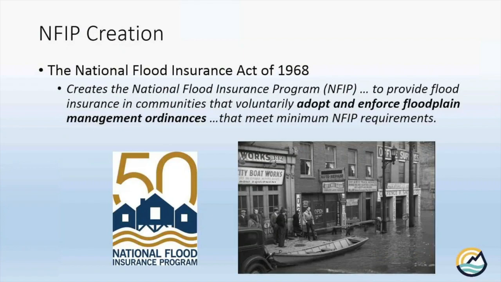In 1968, Congress passed the National Flood Insurance Act, which created the National Flood Insurance Program. The program is designed to provide insurance in communities that voluntarily adopt and enforce floodplain management ordinances. Basically, we need to manage these areas and set requirements so that when you build in them, you take action to protect yourself. And when floods still happen, insurance takes the burden off the property owner and off the federal government for having to come in and rescue these people.